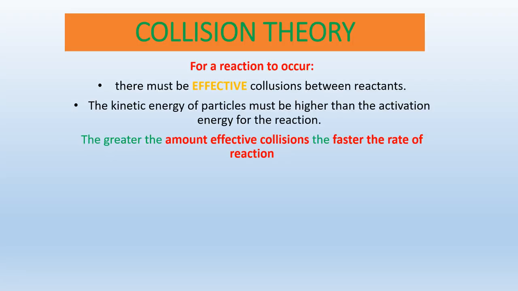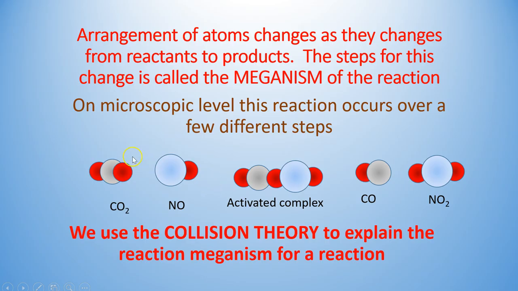Okay, so let's have a look at the collision theory. For a reaction to occur, two things are needed. There must be effective collisions between reactants. Now, all the time these little molecules are bouncing, but let's just quickly look at this previous one over here. All the time molecules are bouncing or colliding with each other, but it doesn't always happen that bonds break and other bonds form. For bonds to break and other bonds to form, these collisions must be effective.